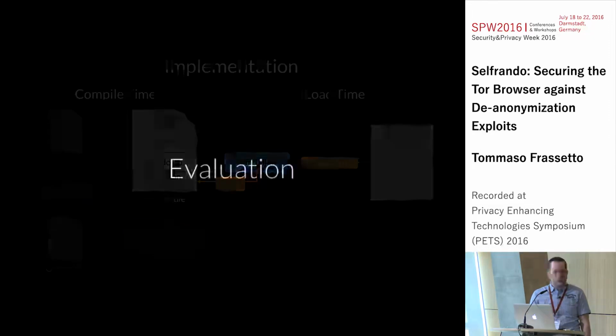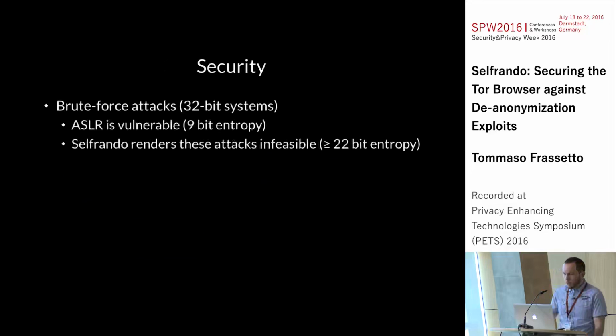Let's go to the evaluation section. So first, the security part. We have considered two different attacks, the brute force attack and the information disclosure attack. We focus for the brute force attack on 32-bit systems, since ASLR, address space layout randomization, is vulnerable on 32-bit systems since it only provides 9 bits of entropy. Selfrando makes these attacks infeasible because it provides, for normal programs, at least 22 bits of entropy for each gadget the attacker needs, which is at least 3 usually. So it is significantly more entropy.